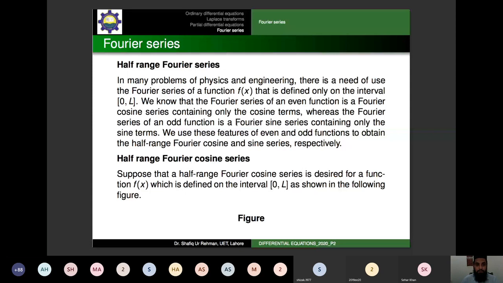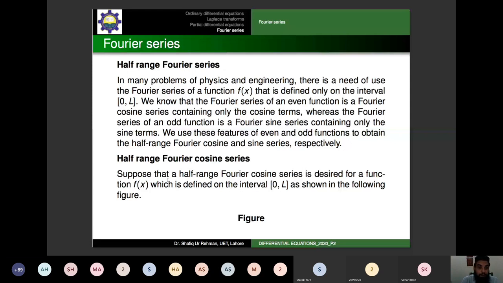Period is generally extended from minus L to L. Suppose that the half-range Fourier cosine series is desired for a function which is defined over the interval from 0 to L. So, idea is there, we have been given a function which is extended from 0 to L. So what can we do with that? So here you go. So it is described over the interval from 0 to L.